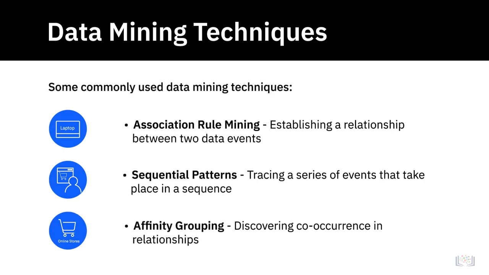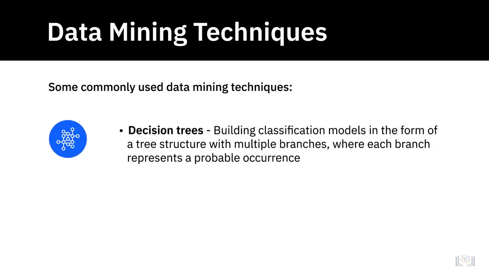Affinity grouping is a technique used to discover co-occurrence in relationships. This technique is widely used in online stores for cross-selling and upselling their products by recommending products to people based on the purchase history of other people who purchased the same item. Decision trees help build classification models in the form of a tree structure with multiple branches, where each branch represents a probable occurrence. This technique helps to build a clear understanding of the relationship between input and output.